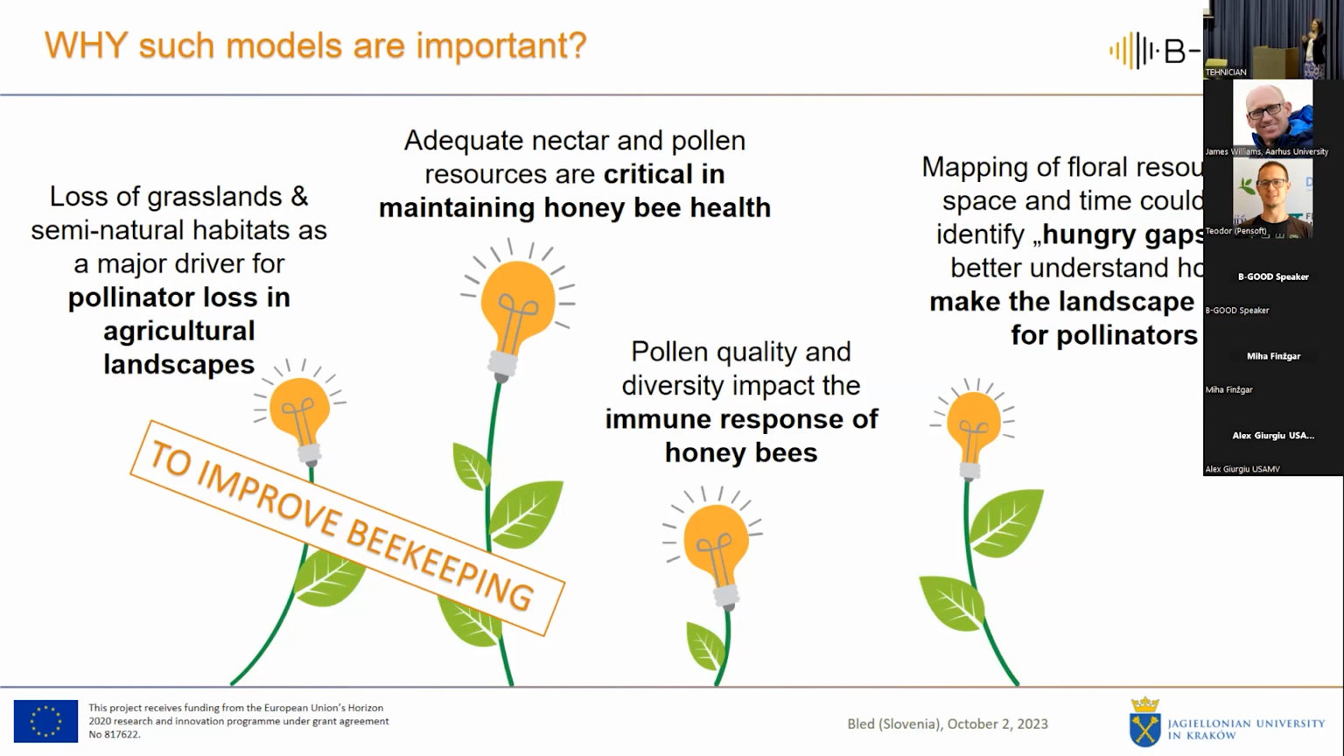Last but not least, the mapping of floral resources: knowing how they are distributed through space and through time could help us identify, understand and prevent what we call hunger gaps, where the food supply is not meeting the pollinators' demand. We want to know when this happens. We probably want to predict it and avoid it if possible. So we would like to manage our landscape in such a way as to help our pollinators, and of course also draw the attention of landscape managers to this important issue. We all do that because we want to improve our beekeeping.